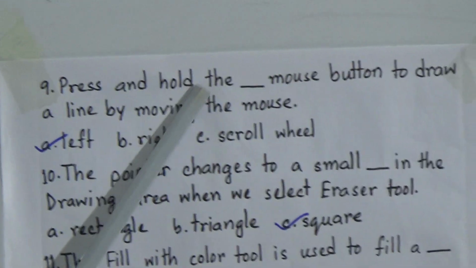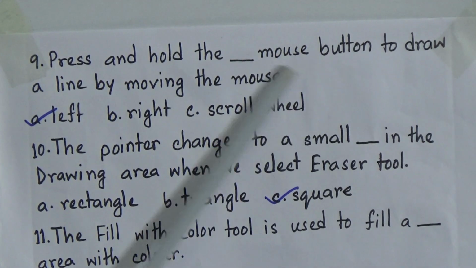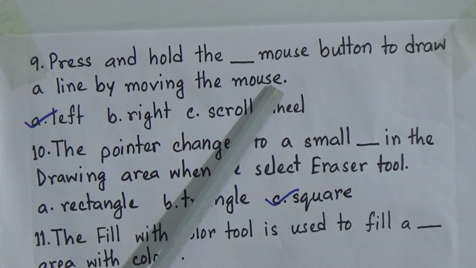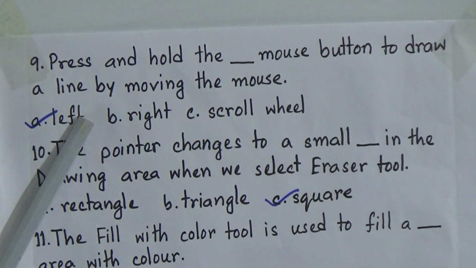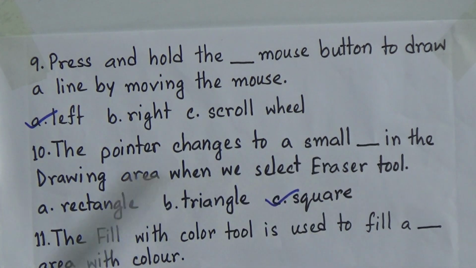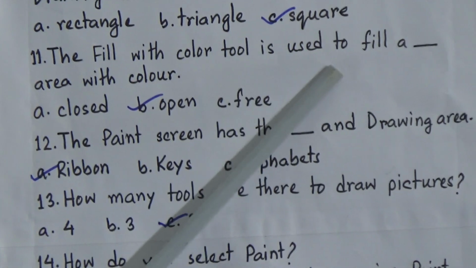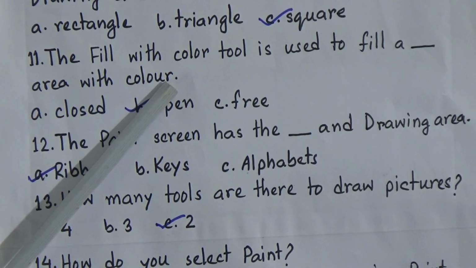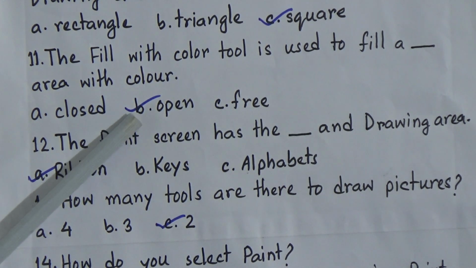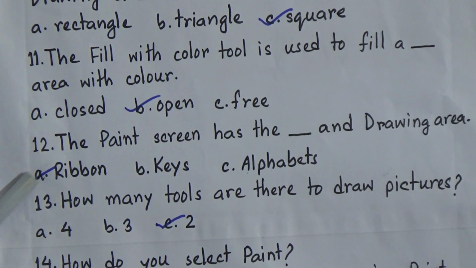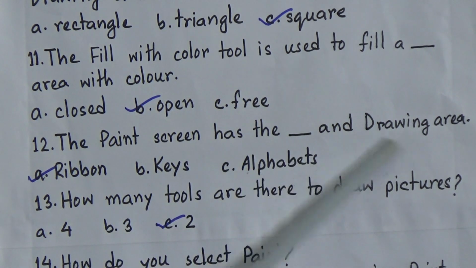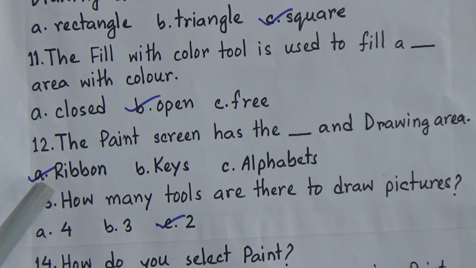Number 9, press and hold the dash button, mouse button to draw a line by moving the mouse. Correct answer option A, left. Number 10, the pointer changes to a small dash in the drawing area when we select eraser tool. Option C, square is the correct answer. Number 11, the fill with color tool is used to fill a dash area with color. Correct answer is option B, open. Number 12, the paint screen has the dash and drawing area. Correct answer option A, ribbon.